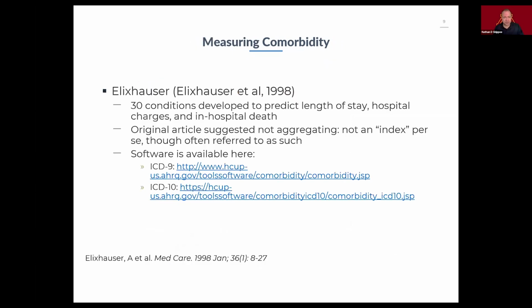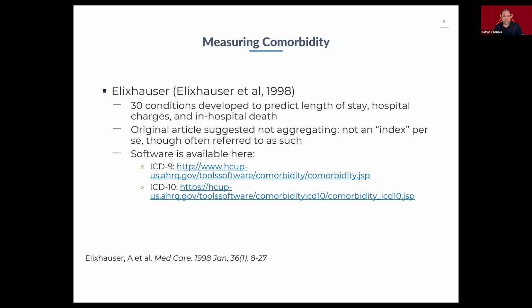Another way that people have done, which many people have heard, is the approach by Ann Elixhauser and colleagues, which is a little bit newer, but again, has been around a long time. And so you'll hear people talk about Elixhauser, especially if you're in the clinical outcome space or something like that. You've probably heard of this.